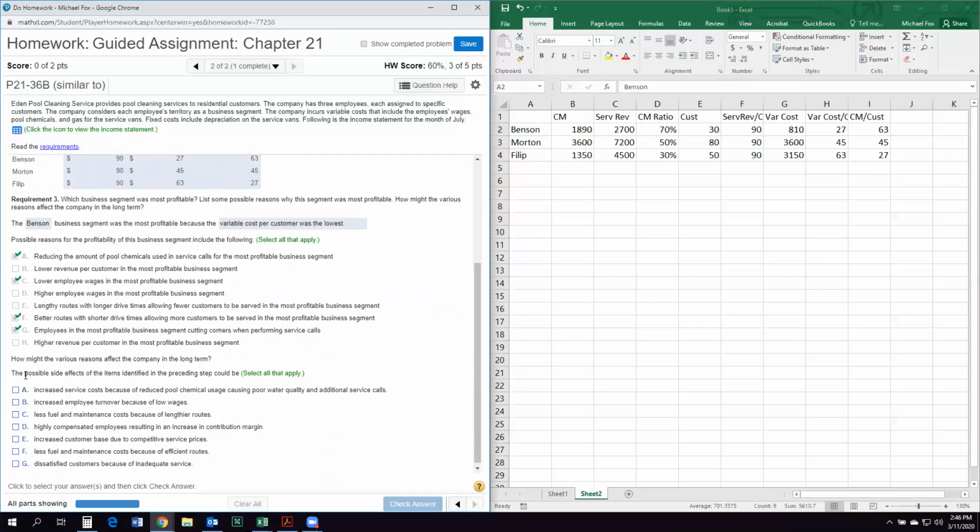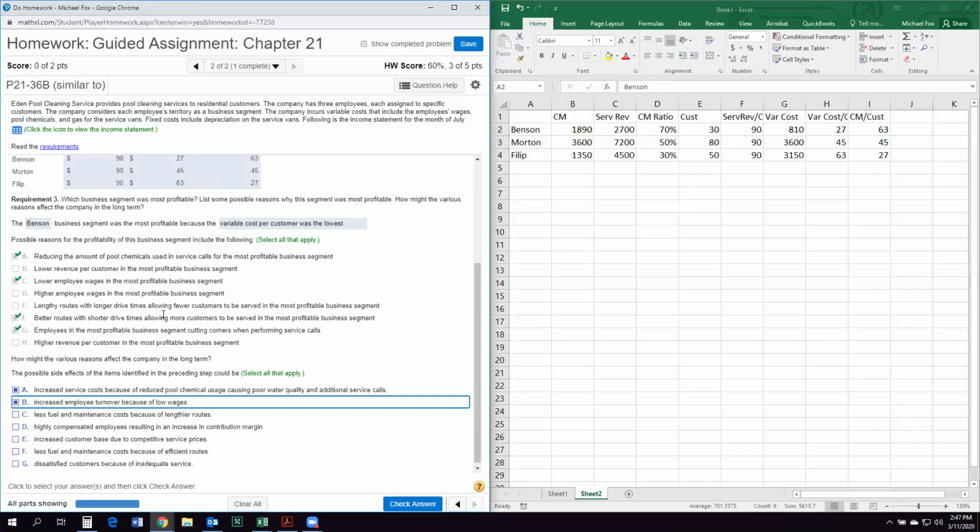And then we're supposed to look at the possible side effects of the items identified in the preceding step. So we'll look at each one that we identified, reducing the amount of pool chemicals used in service calls for the most profitable business segment. So that could lead to increased service costs because of reduced pool chemical usage, causing poor water quality and additional service calls. C, lower employee wages in the most profitable business segment could lead to increased employee turnover because of low wages.